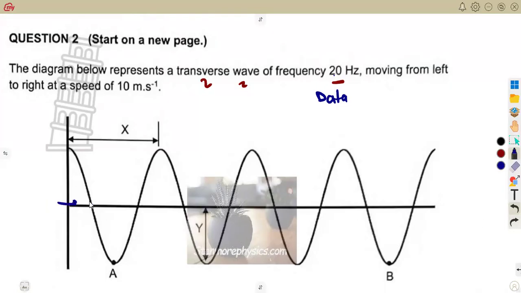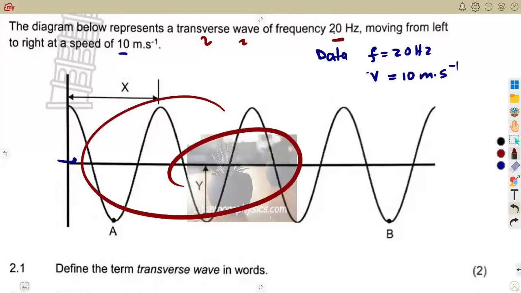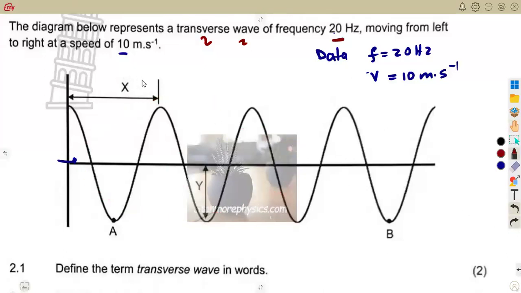So the direction is from left to the right. The frequency, like I said, is 20 hertz. Then it is moving from left to right at a speed of, so we're given the speed, which is 10 meters per second. All right, then according to the diagram and the presentation, you're supposed to know whatever you're given, and try by all means to go through it. So I'm going to talk about this term.